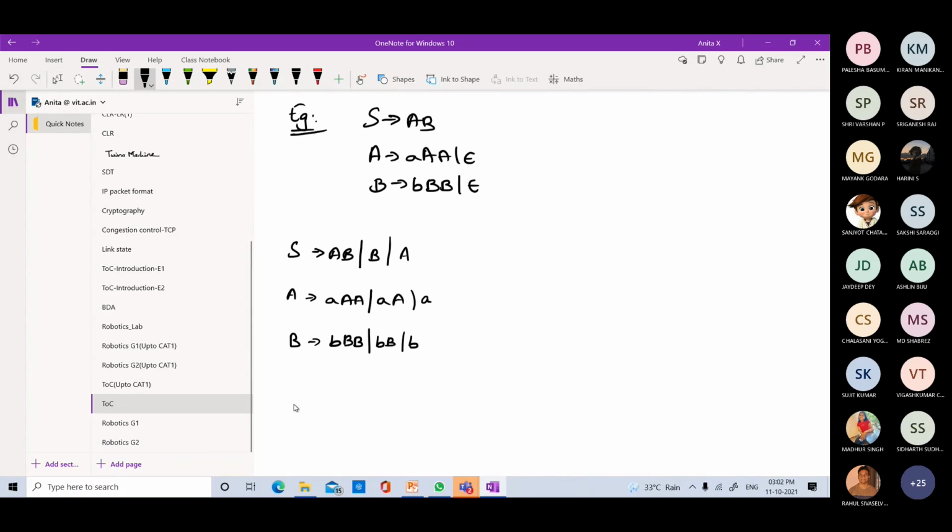Okay. So here we can start with, yes. So next is eliminating of unit production.